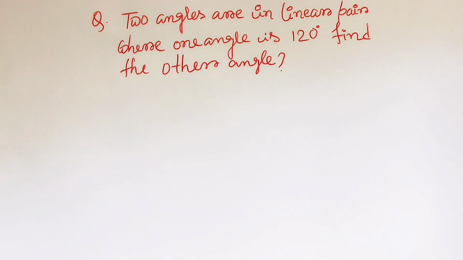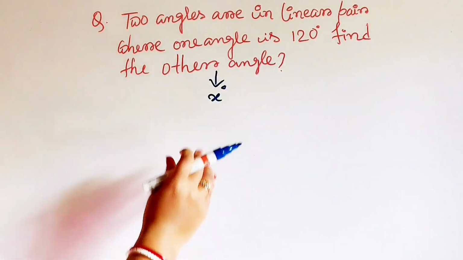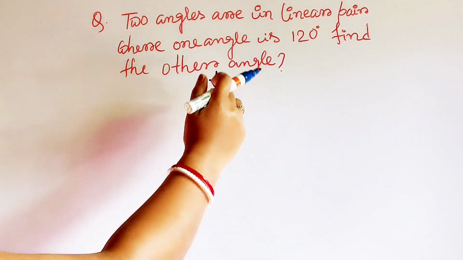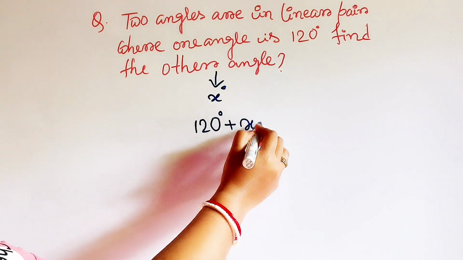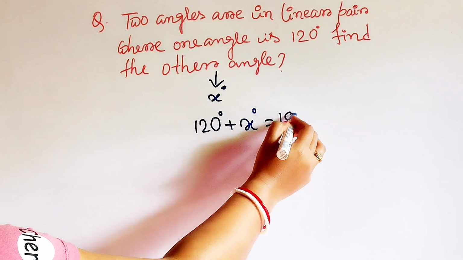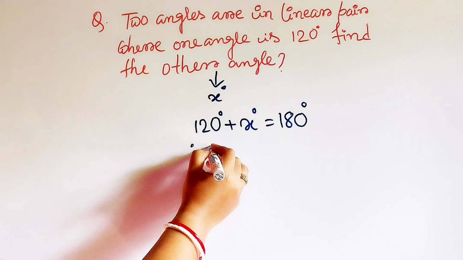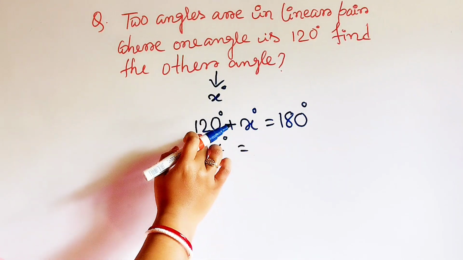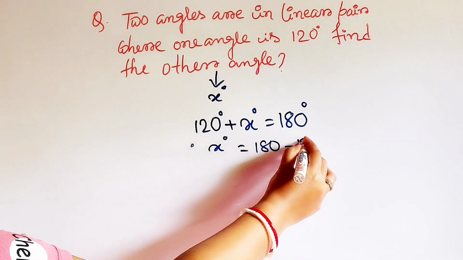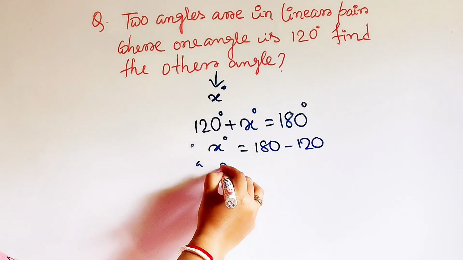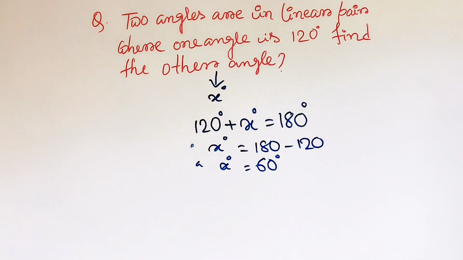Next, I will do some different types of math from this linear pair of angles. See what is the question. Two angles are in linear pair where one angle is 120 degree, find the other angle. Obviously let the other angle be x degree. Then as the condition is given, these two are linear pair, so you can write here 120 plus x equals 180 degree. That was the condition to make two angles linear pair. So 120 plus x equals 180 means x equals 180 minus 120, or x equals 60 degree. So the value of x is 60 degree.